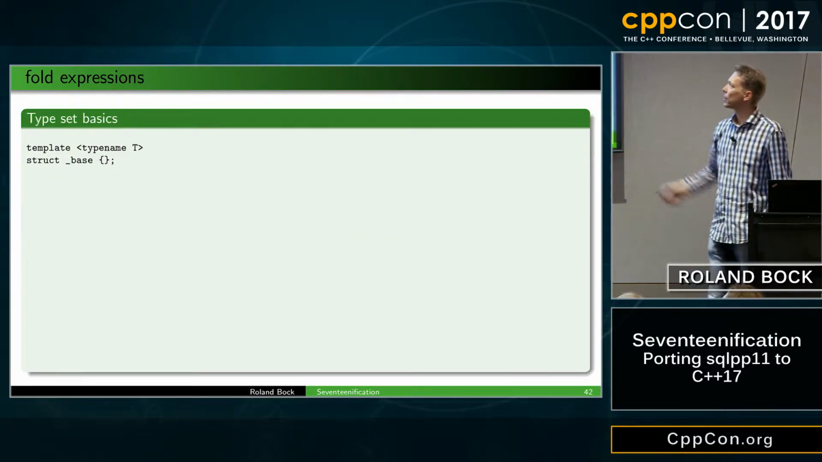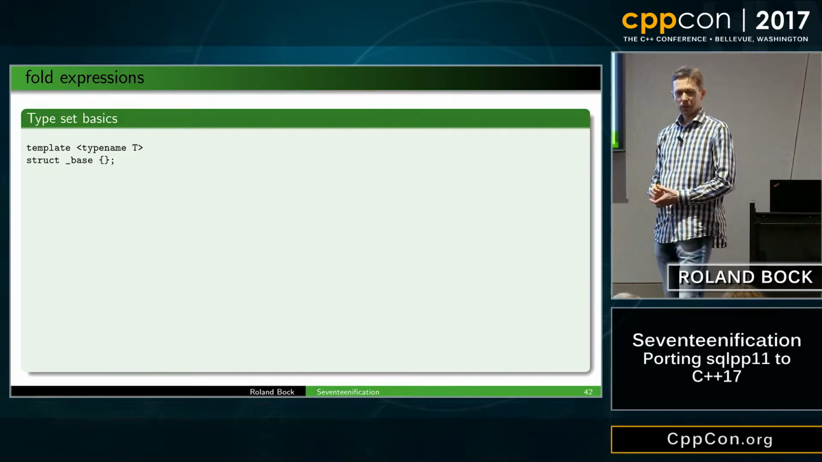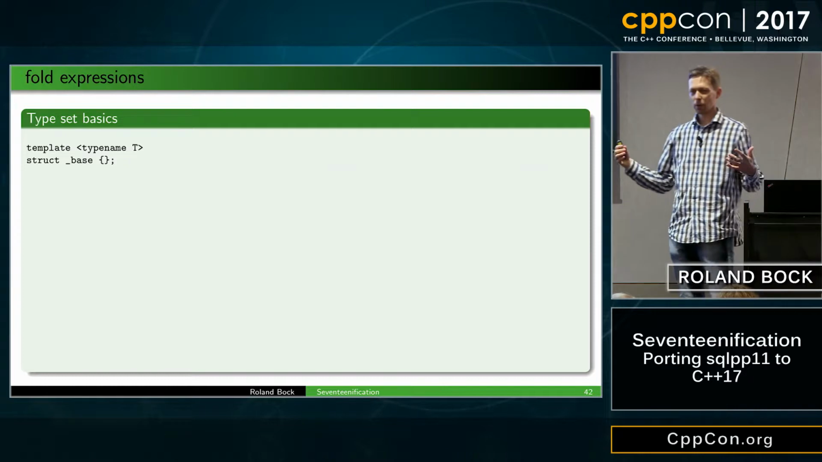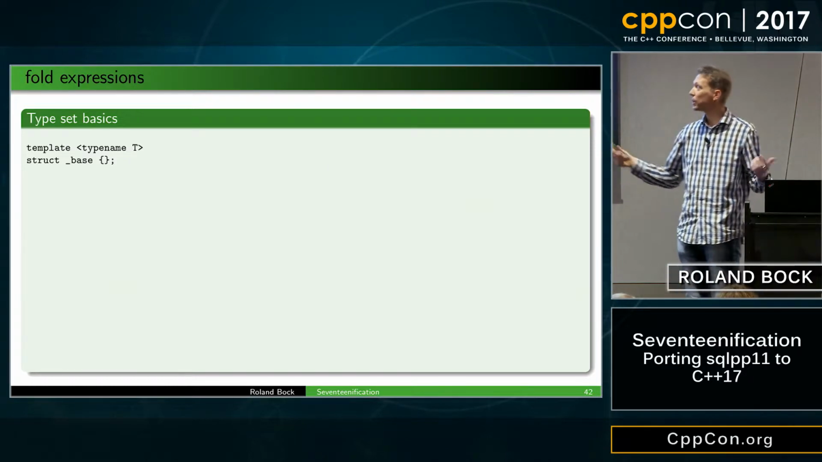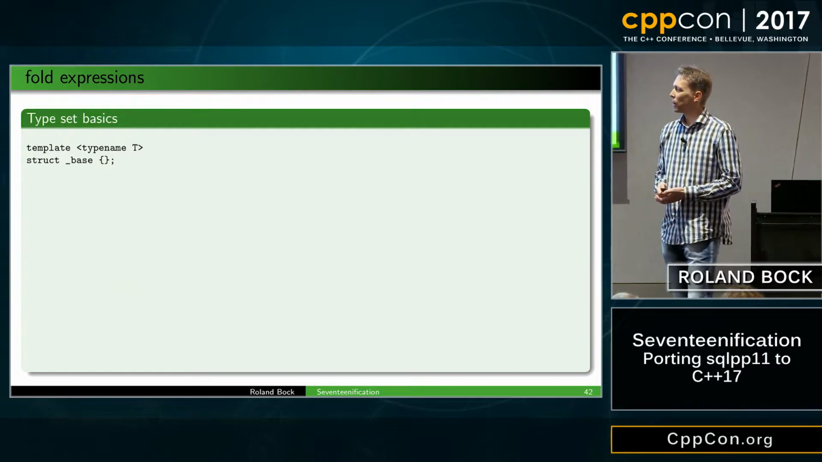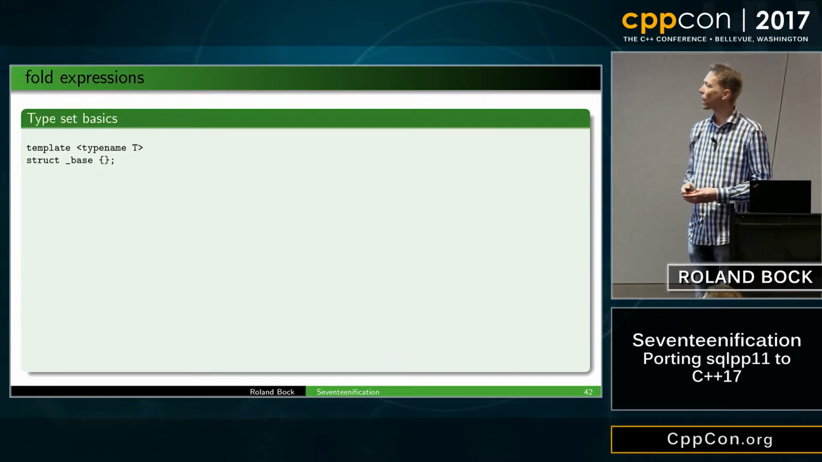Okay. Cool. Another thing that I already mentioned that I have is typesets. So I want to compare types and figure out whether, for instance, all of them are unique. So typesets are a neat way to do it. And typesets become much more easy in C++17.